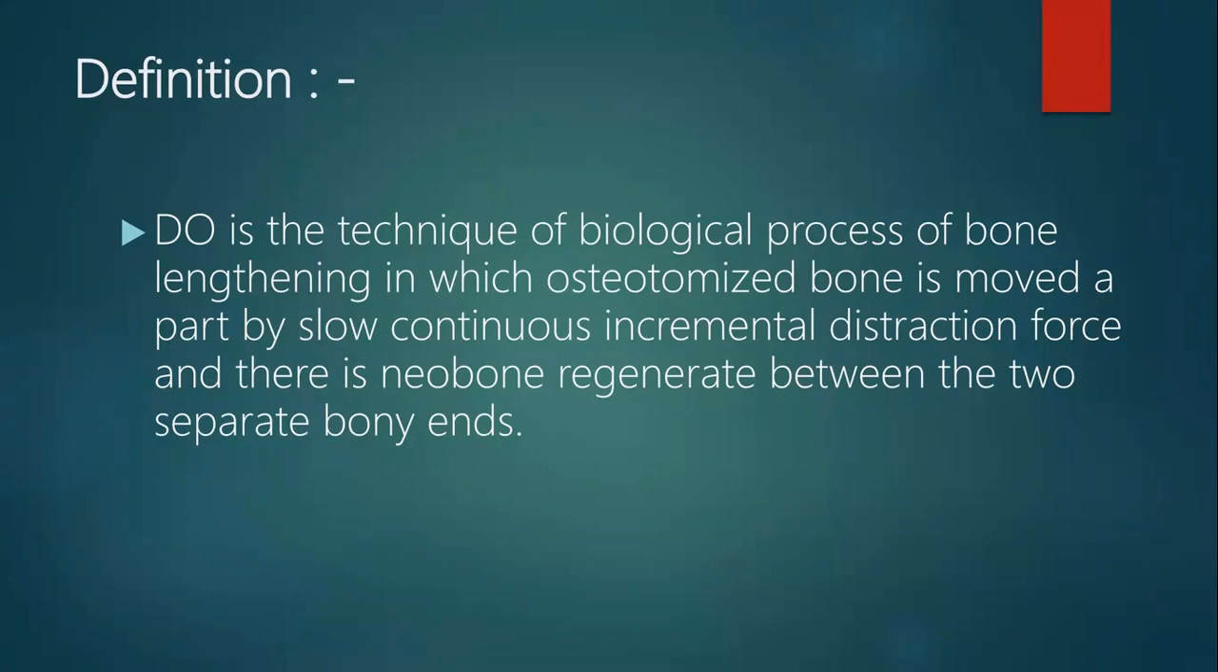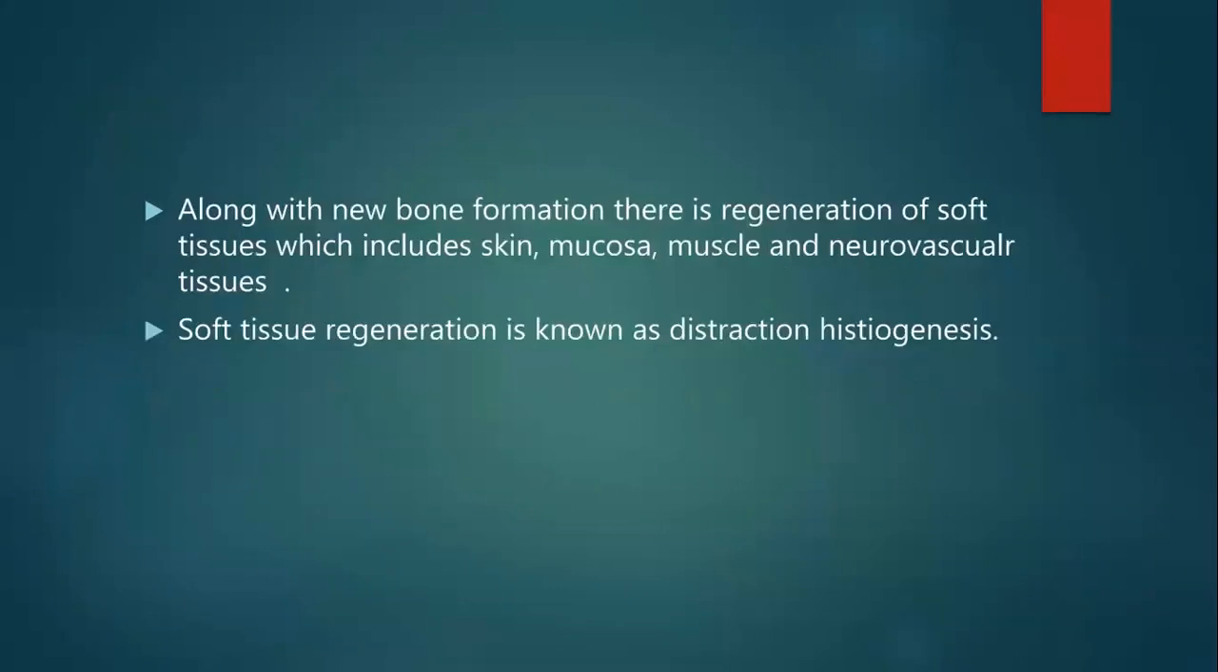So this is an alternative to orthognathic procedures, in cases where orthognathic surgeries cannot be done, or where, due to some medical condition, the patient cannot be operated on. So distraction osteogenesis can be used to correct jaw discrepancies in those kinds of patients.